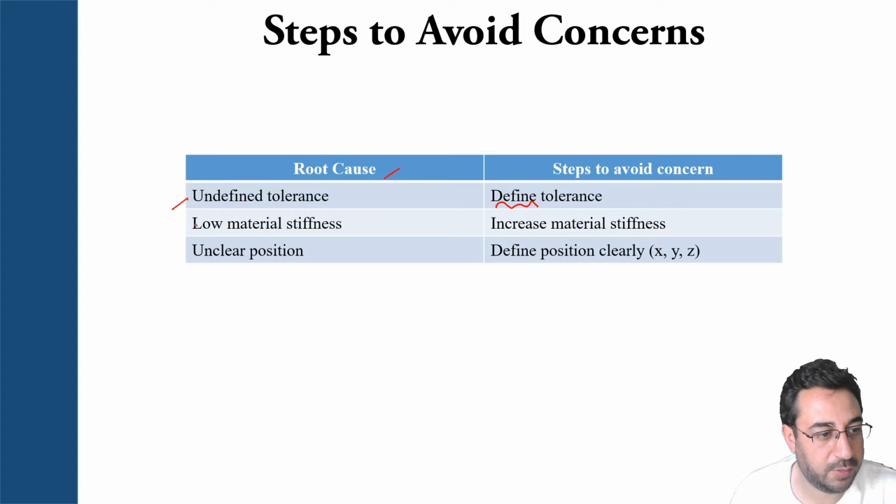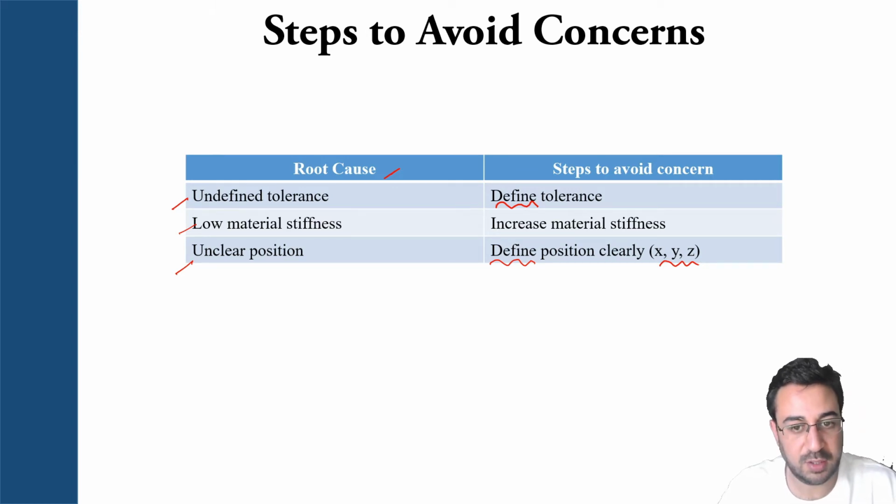If you have low material stiffness in your part, let's say, then we would say increase your material stiffness and see if that would help avoid that concern. If you have a root cause as unclear position for that cause, then simply define clearly the cause position in your part or in your assembly, let's say in Cartesian XYZ. So the more you define and the more you clarify the details for design and physical properties for your concern, the better, and that makes it easy to avoid that concern and eliminate it out of the concern matrix in the change matrix that we have.